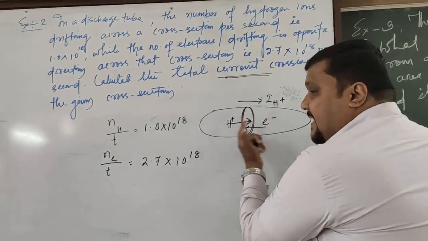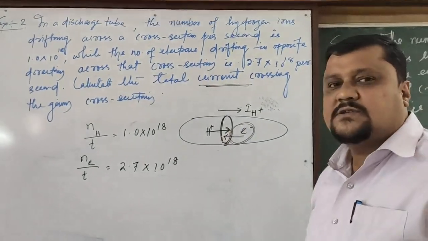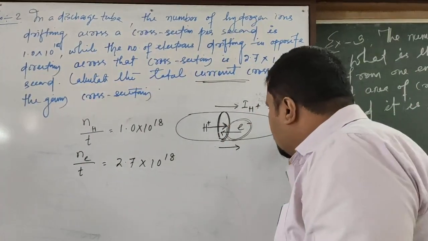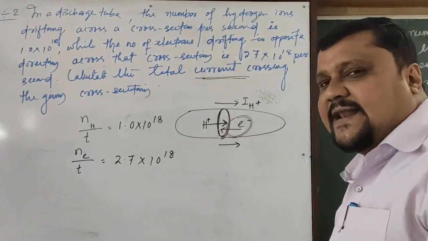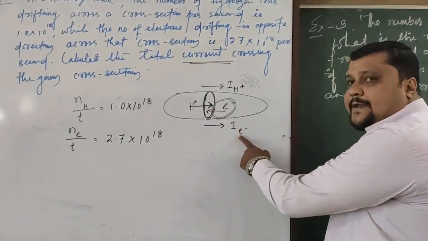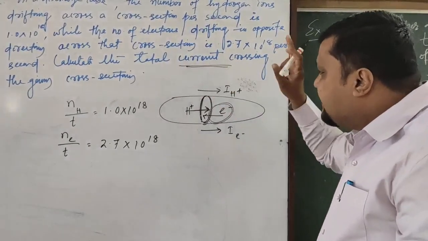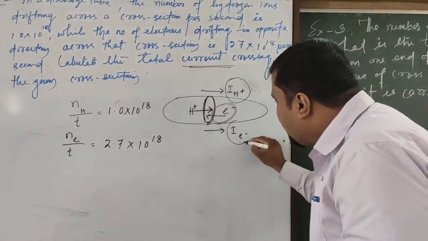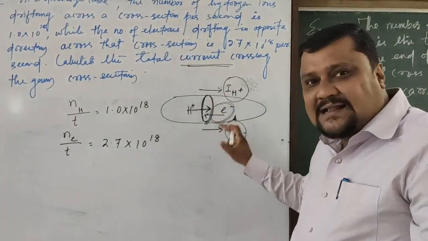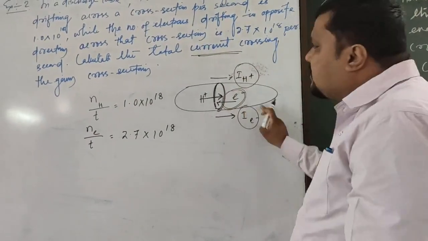Now the electrons are drifting in the opposite direction. Then what is the direction of current due to this flow of electrons? For negative charge, when the electrons move in one direction, the current will be in the opposite direction. So this is I for electrons. So on that cross section, what is the total current? It is because of H plus and also because of electrons, since both are in the same direction. So the current is because of hydrogen ions and also electrons.